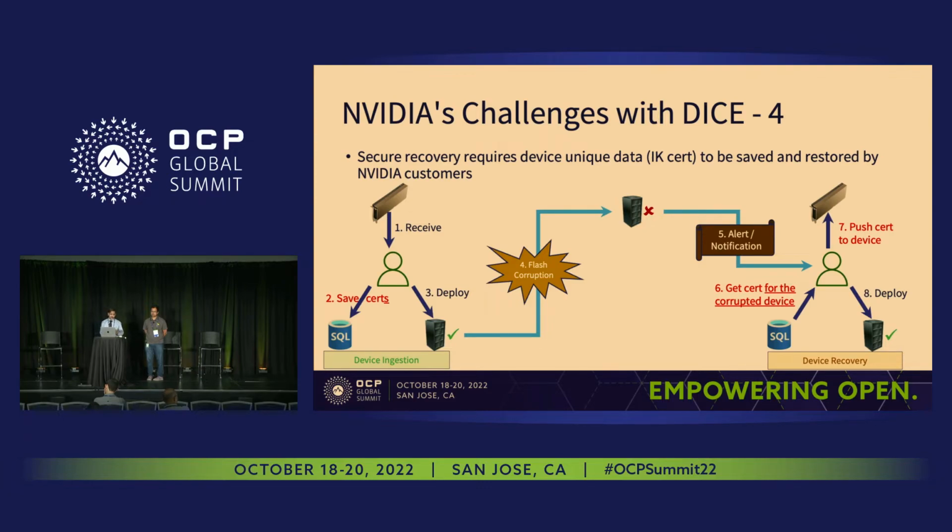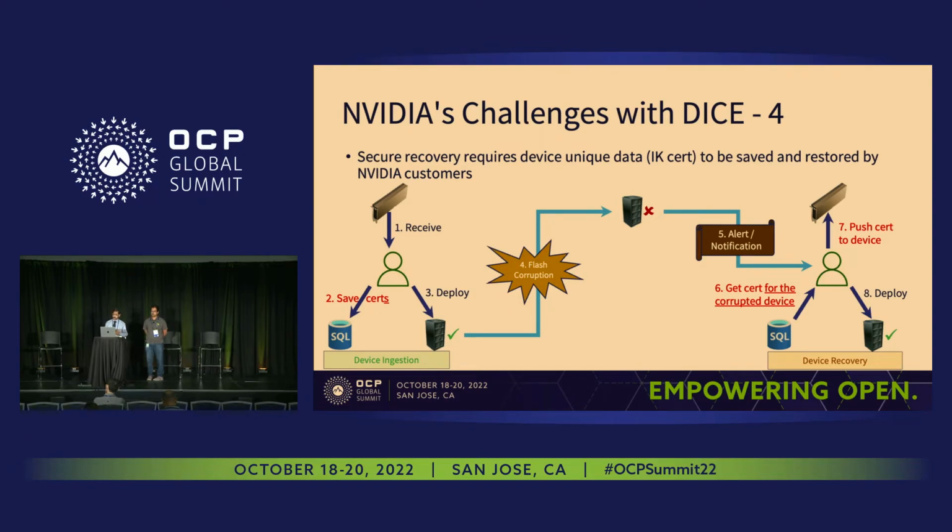So the picture on the bottom portion of the slide shows the workflow that an NVIDIA customer would have to follow in order to bring the device back into a working condition in case a flash corruption were to happen. Looking from the beginning, on the left side, the flow shows the device ingestion workflow, where the operator in green in the middle is receiving the device. At that point in time, the operator is supposed to extract all the device unique certificates from the device, store them into their database, and then deploy the device. At this point, the device is healthy, green check mark. Some point in time, step 4 happens, flash corruption, and then the device is no longer usable.